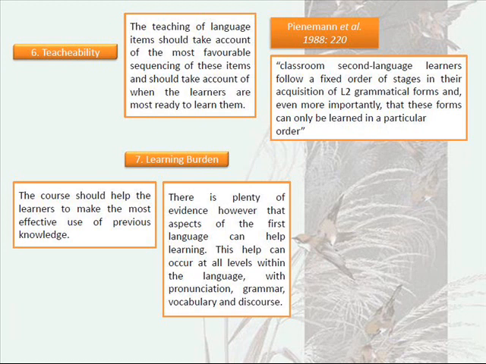And now, number 7 is learning burden. The course should help the learners to make the most effective use of previous knowledge. There is plenty of evidence, however, that aspects of the first language can help the learning. This help can occur at all levels within the language: pronunciation, grammar, vocabulary, and also discourse.